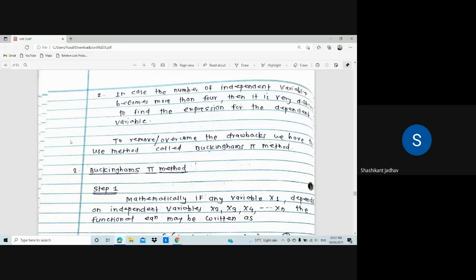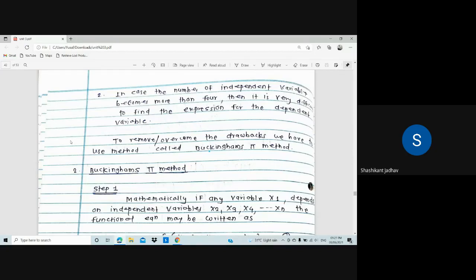ओके, ज्यावेळेला व्हेरिएबल हे 4 पेक्षा जास्त असणार आहेत, इन केस द नंबर ऑफ इंडिपेंडेंट व्हेरिएबल्स बिकम्स more than 4, then it is very difficult to find the expression for the dependent variable. ओके, ज्यावेळेला 4 पेक्षा जास्त व्हेरिएबल असतील त्यावेळेला ते आपल्याला difficult to find out the expression for that dependent variable.